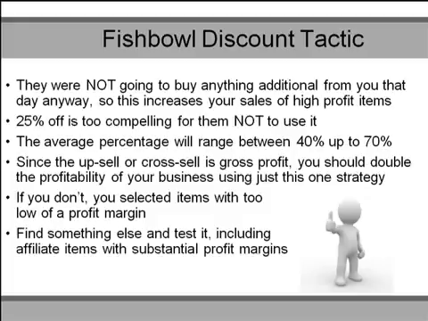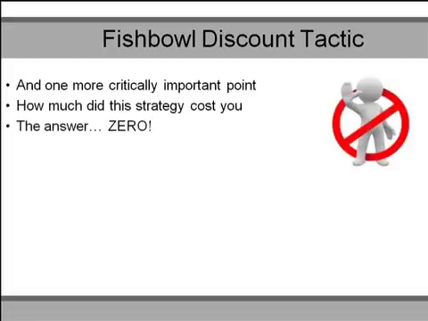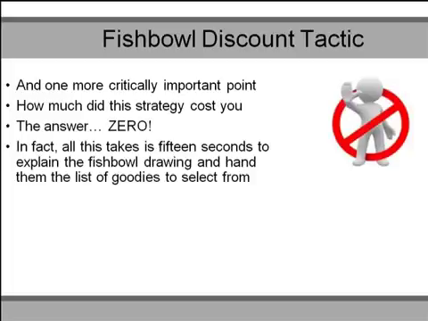Find something else and test it, including affiliate items with substantial profit margins. And one more critical, important point. How much did this strategy cost you to implement? The answer, 0. In fact, all this takes is 15 seconds to explain the fishbowl drawing and hand them the list of goodies they can select from.